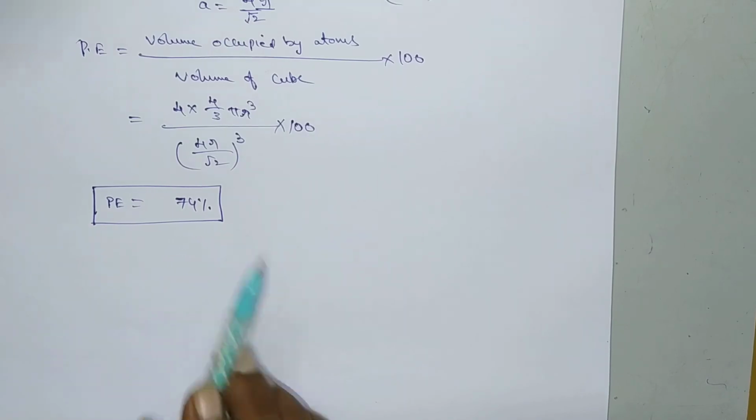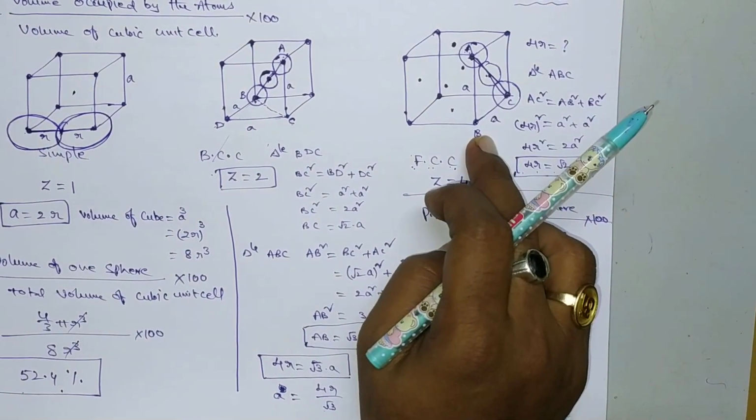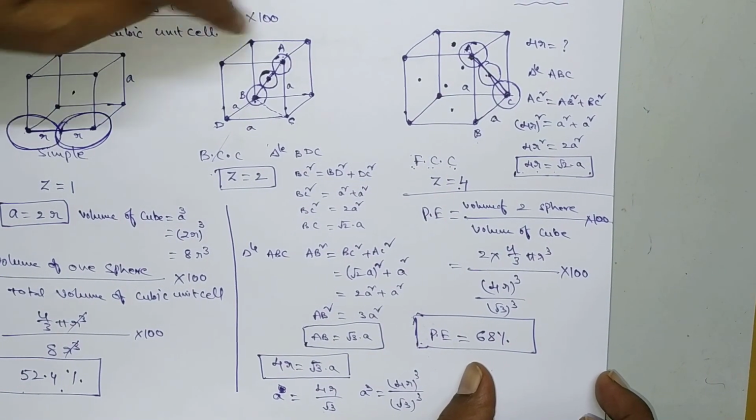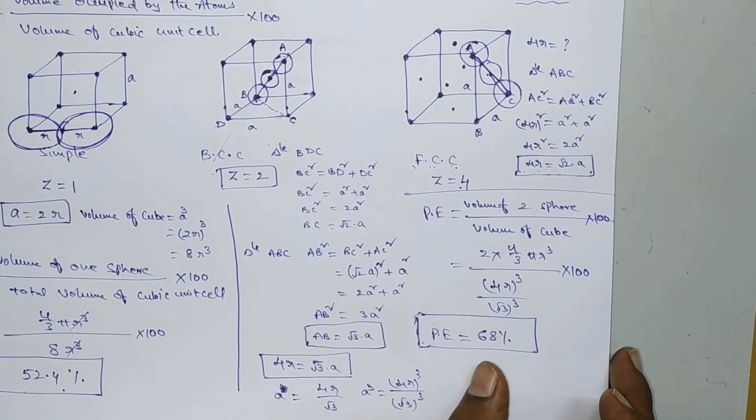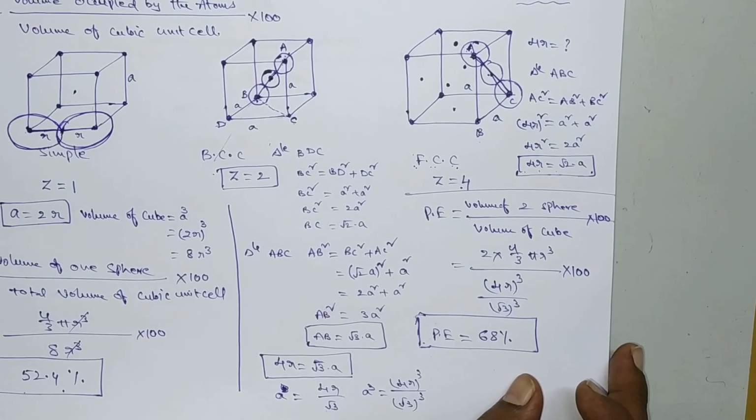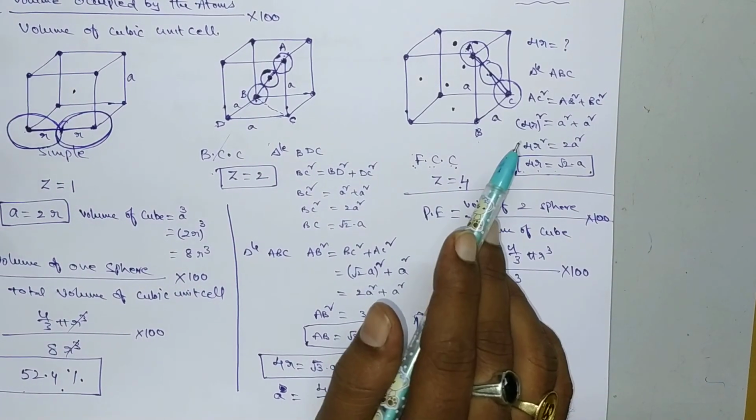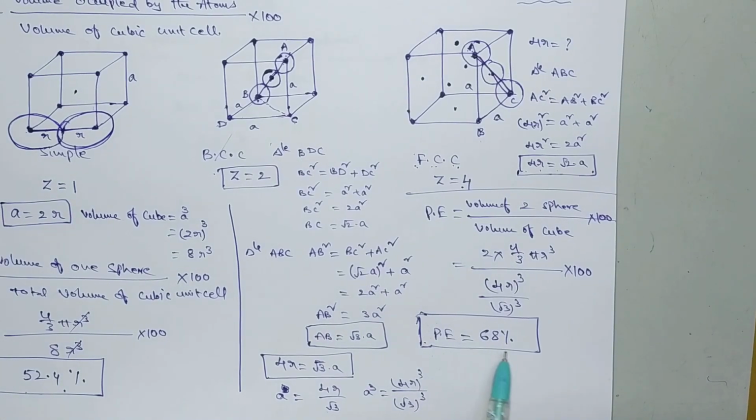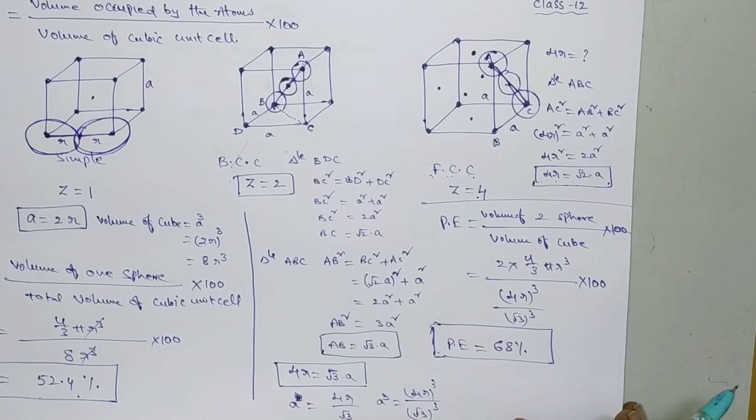Okay, clear? So which of the three crystals will have the highest density? From these 3 values we can check which of these 3 will have the highest density. Here is a small question for you. Please comment the answer in the comment box. Which of these 3 structures will have the highest density? By considering this packing efficiency, you can guess.